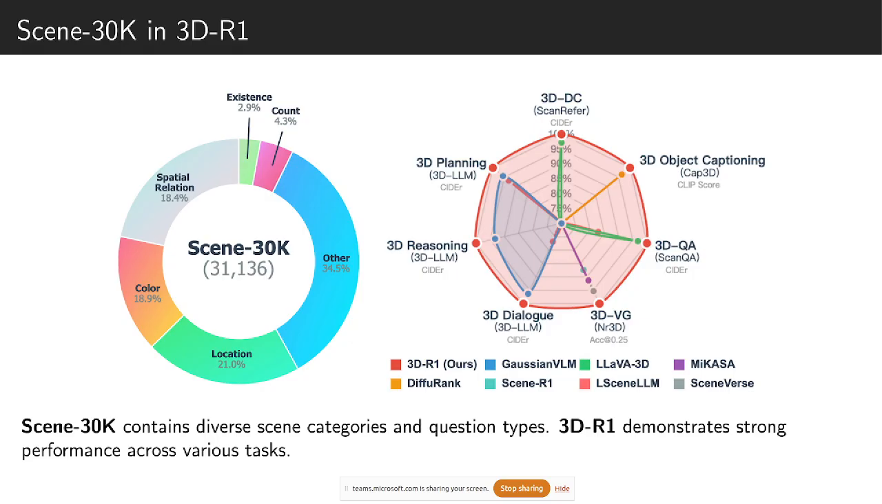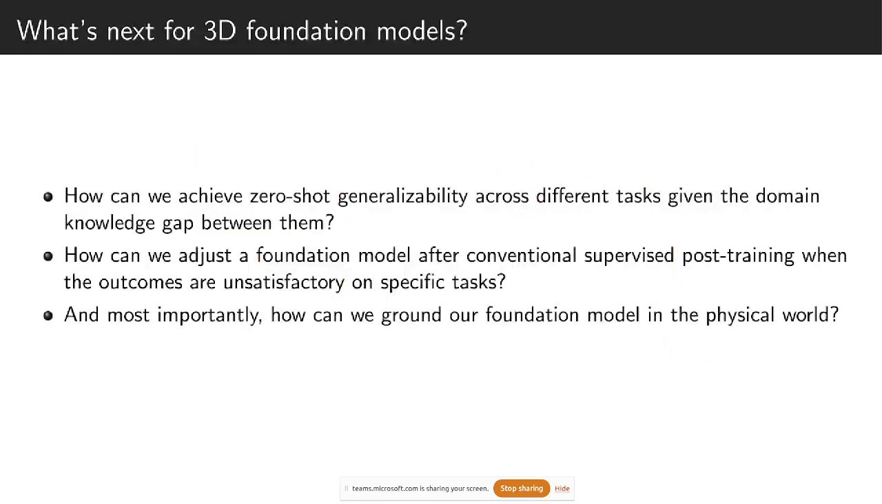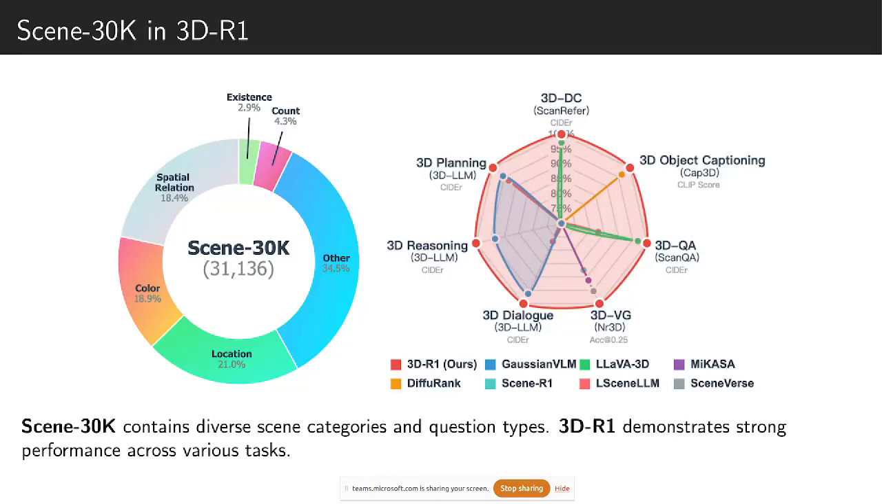So that was called Scene 30K. And let's say we want to address the first problem, that is generalizability. How we can achieve generalizability is that your synthetic data should be diverse. It should cover the common sense knowledge for all your downstream tasks, or even the tasks that you haven't seen yet. So the diversity is really important for your synthetic data.